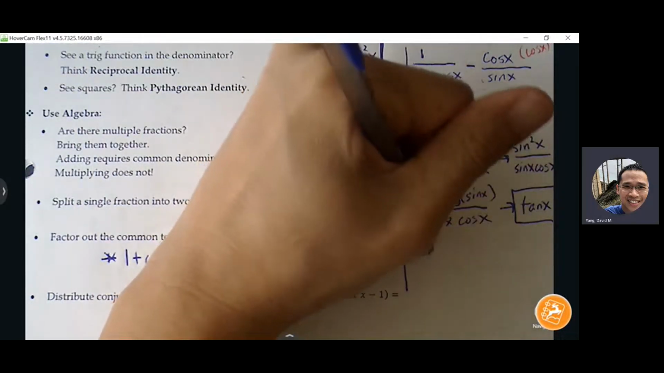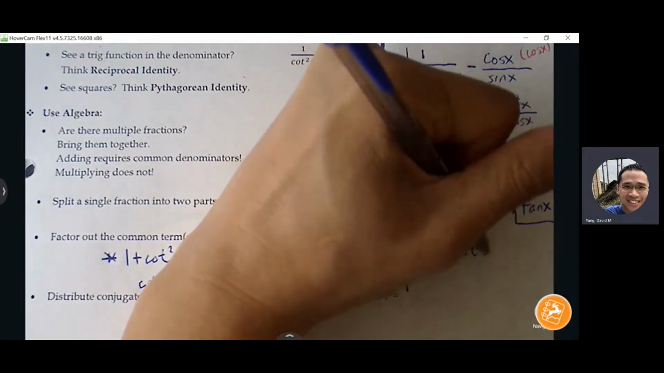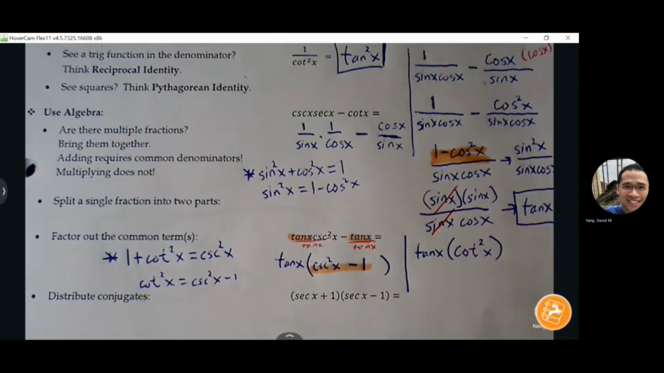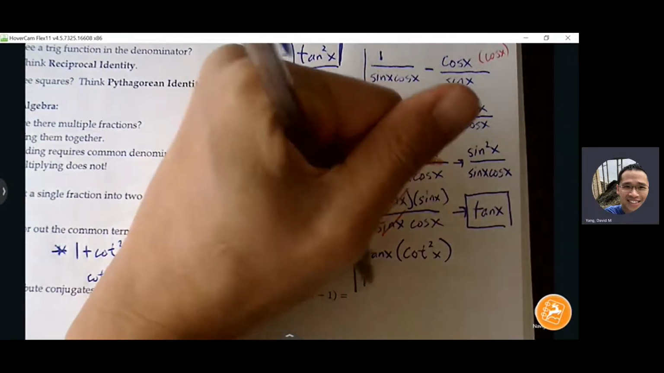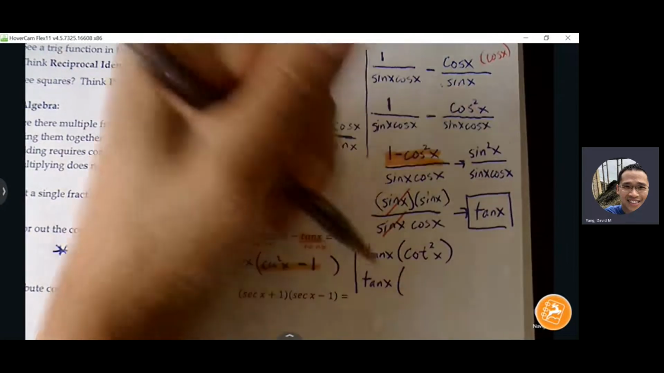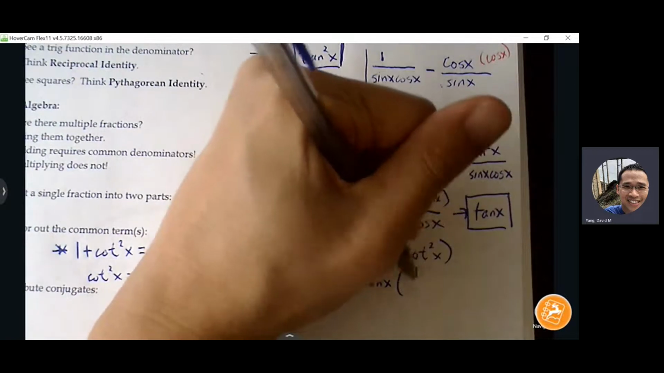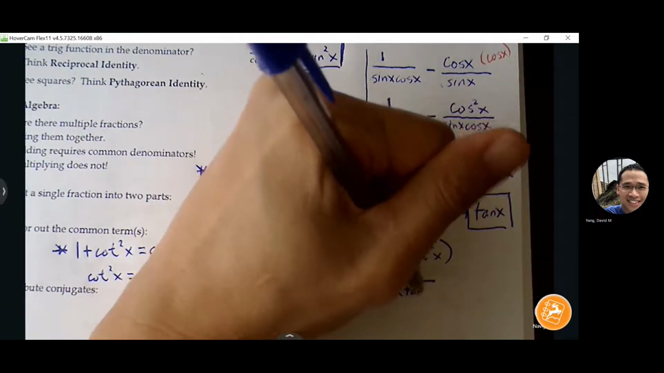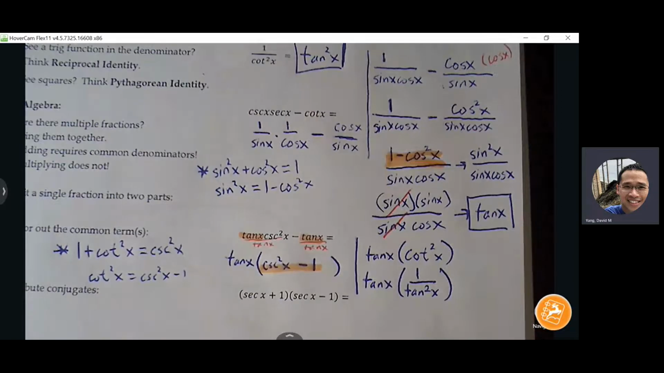So now I'm left with tangent of x times cotangent squared of x. We can continue cleaning up here, but the nice thing is that tangent and cotangent are what? They're reciprocals, so that should help things out. But if you want to write it this way, you can. You can maybe write cotangent in terms of tangent, right? So cotangent squared is the same thing as 1 over tangent squared. We know that cotangent is a reciprocal of tangent.